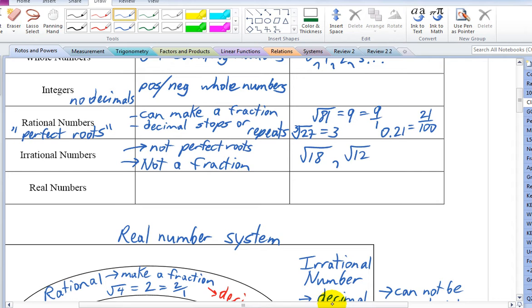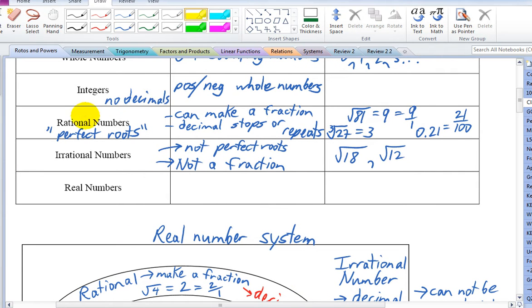So that's our focus for today, is the difference between these two ones. We'll ask you some easier questions, but the focus is recognize whether it's rational or irrational. Real numbers, those are both rational and irrational. Okay.